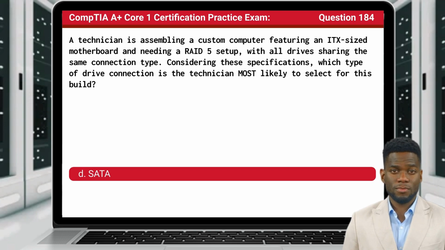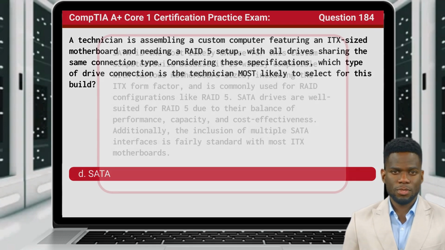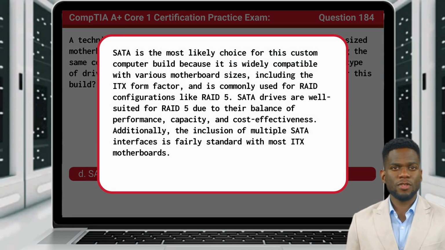The answer is D, SATA. SATA is the most likely choice for this custom computer build because it is widely compatible with various motherboard sizes, including the ITX form factor, and is commonly used for RAID configurations like RAID 5. SATA drives are well suited for RAID 5 due to their balance of performance, capacity, and cost effectiveness. Additionally, the inclusion of multiple SATA interfaces is fairly standard with most ITX motherboards.